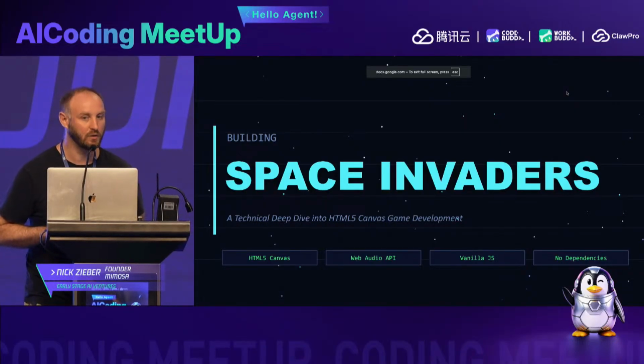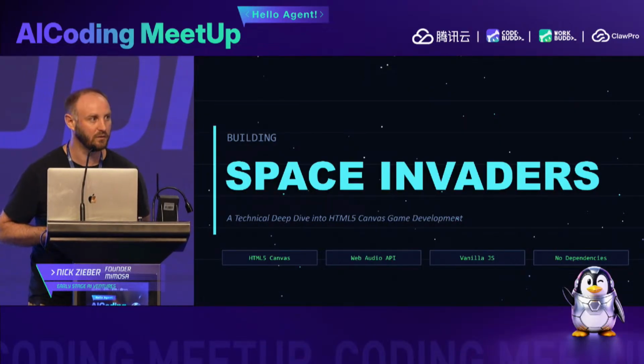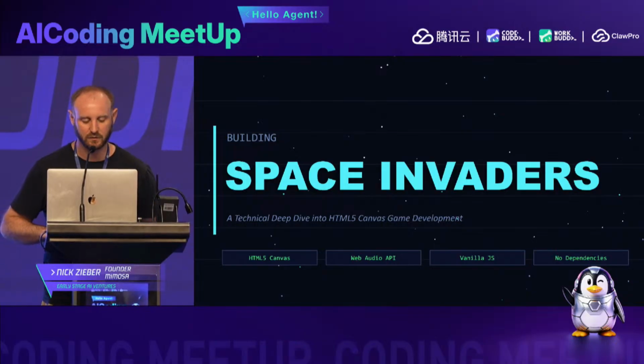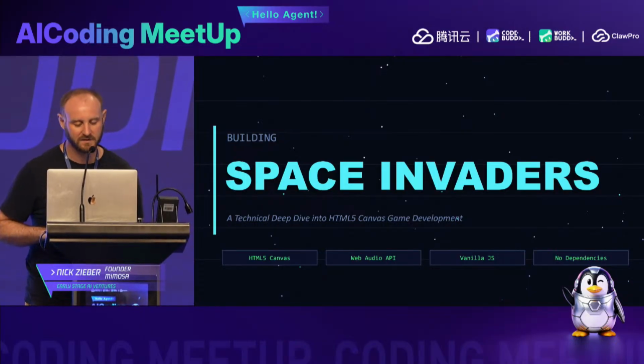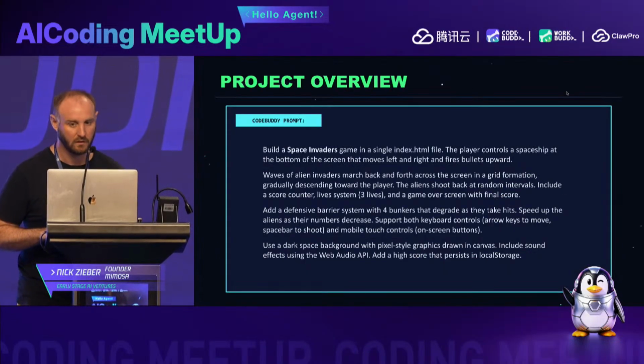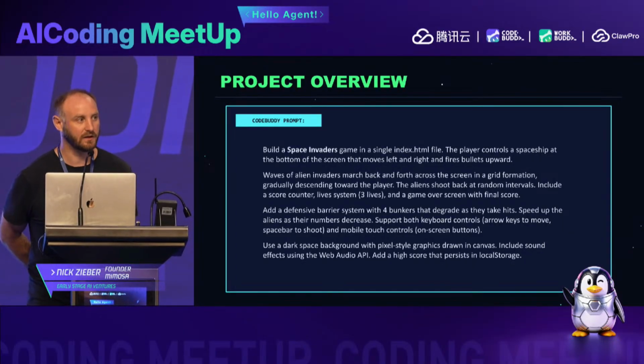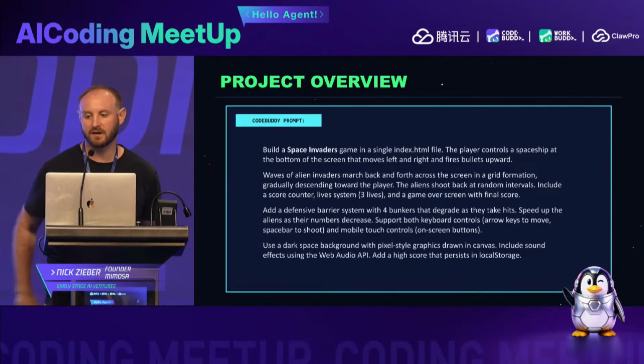As many of you went through getting the credits, I also went through the login, got the code, and was able to use CodeBuddy. So here's my game, Space Invaders, a technical deep dive into this HTML5 canvas game. This is similar to what Derek shared earlier. It's like a one-shot prompt, but you can read through it. Build a Space Invader game in a single index.html file.